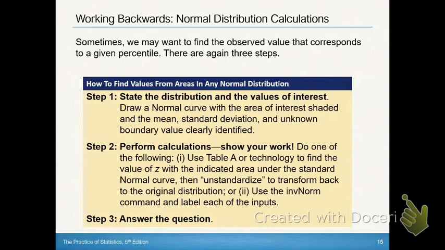The work is similar. You'll still start by drawing a normal curve, shading the area that you're given, labeling the mean, standard deviation, and then identifying with a variable the unknown boundary value that you're looking for. You can either use Table A or you can use your calculator again to find the solution we need, and then finally you'll answer the question in context.